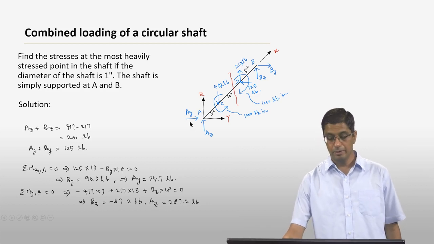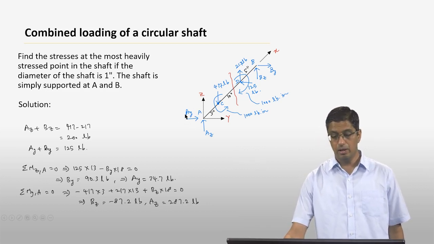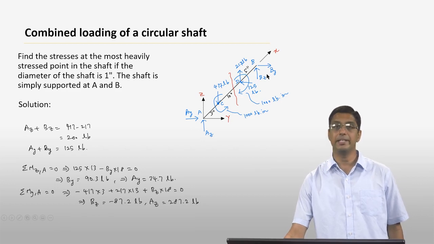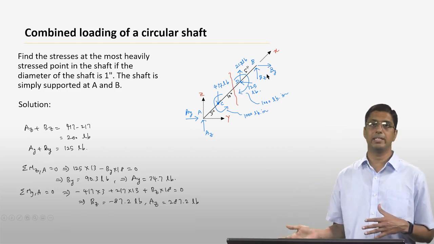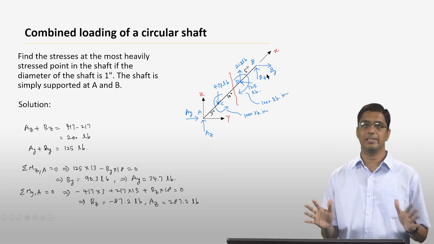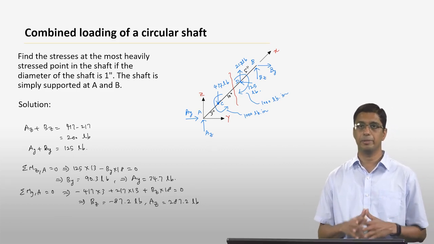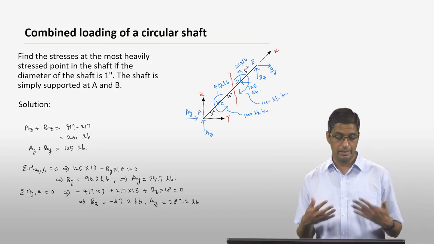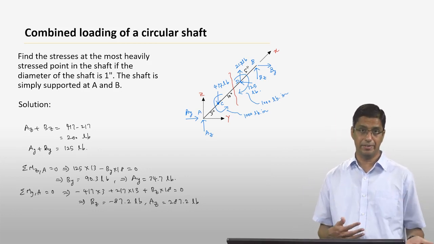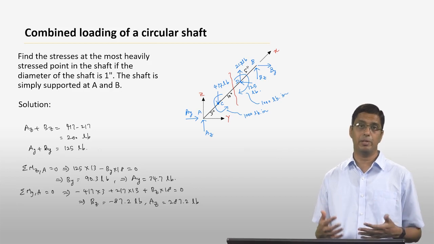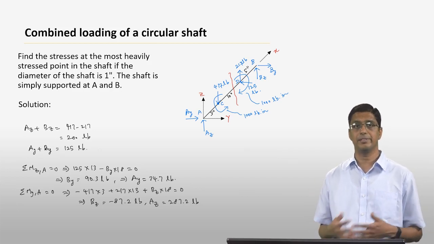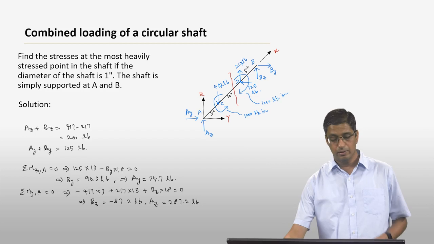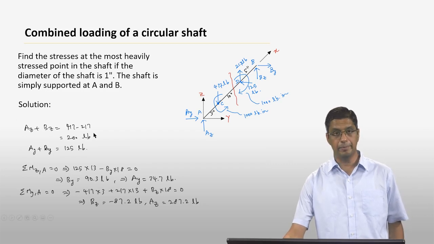Remember, we have assumed all our reactions, Ay, By, Az, and Bz, to be in the positive y and the positive z direction. This is just an assumption. We don't know for sure whether they will turn out to be positive or negative. Once we solve the equations and find Az, Bz, and so on, we'll find out whether the assumed directions are correct or not.